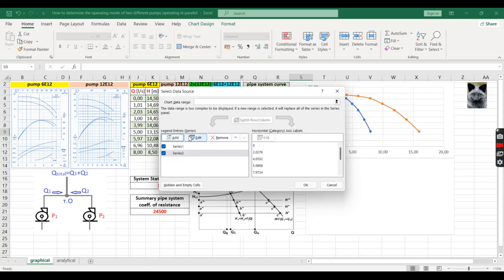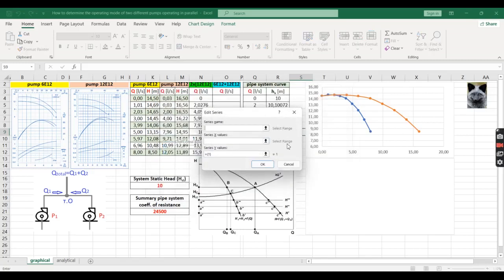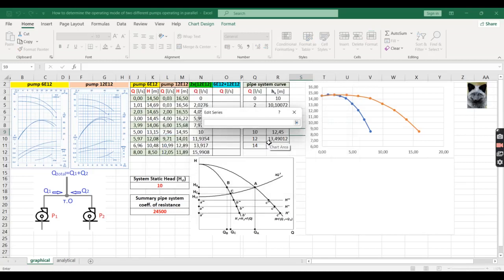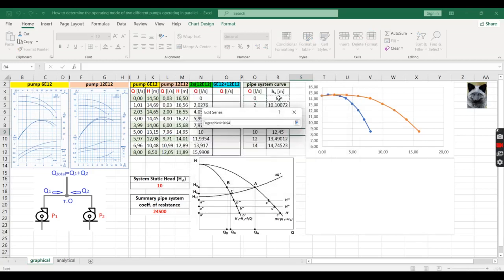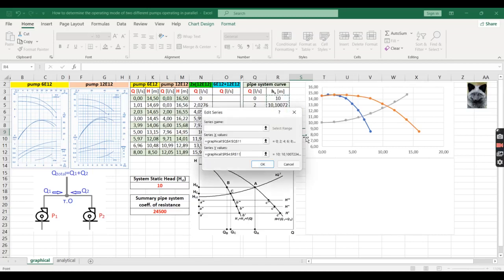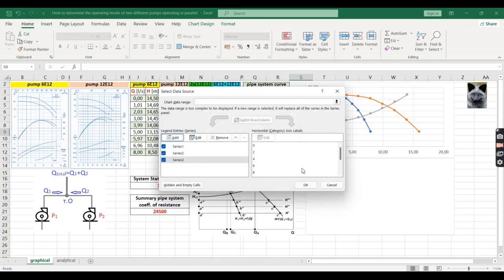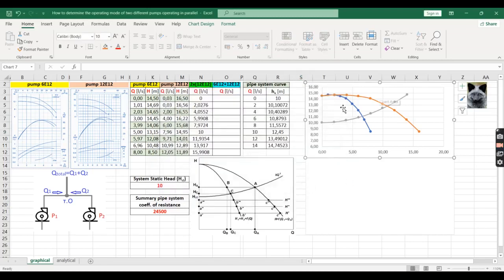So now let's plot the pipe system resistance curve. For this aim, we have to select these values concerning the flow rate and these values concerning the head energy loss in the pipe system. So finally, we have plotted the three curves in a common coordinate system.